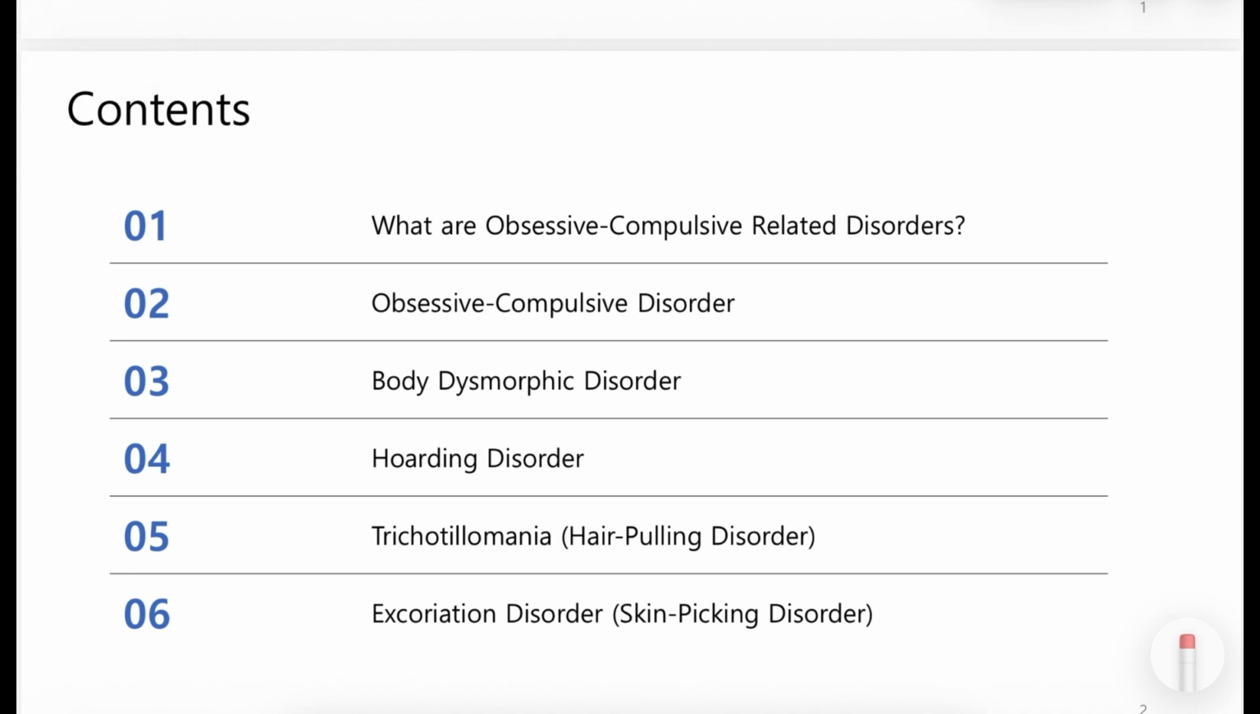Before we dive into the details, let's take a look at the contents of this chapter. First, we will start with an overview of what obsessive-compulsive disorders are. Then we move into specific disorders.